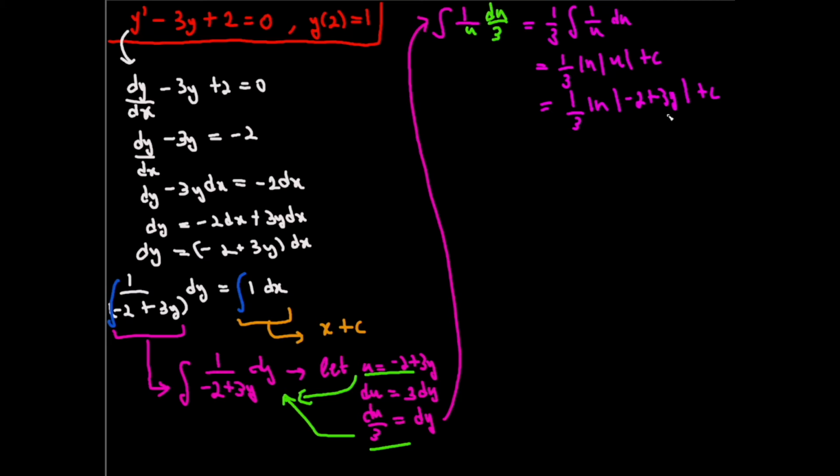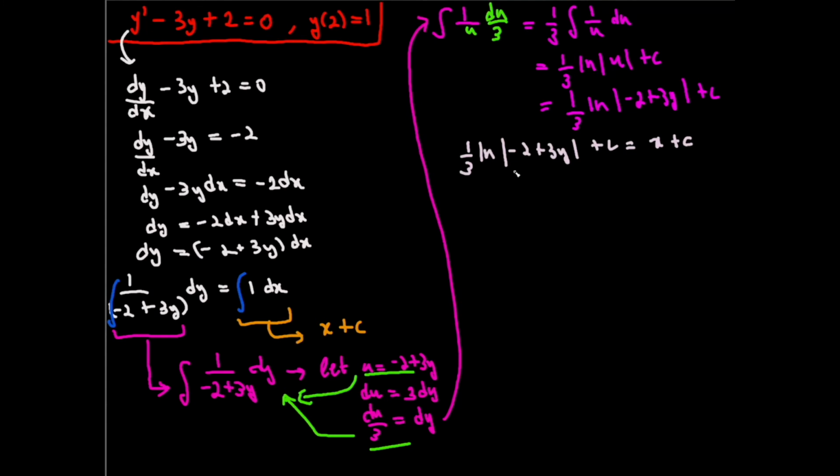Okay, so now we can combine these two parts together, right? The left and the right hand side of these two equations, and then we get the following. The left hand side, the integral, becomes 1/3 the natural log of |-2 plus 3y| plus c equals x plus c. Okay. So this whole thing becomes the left hand side, and this is the right hand side, brought back here.